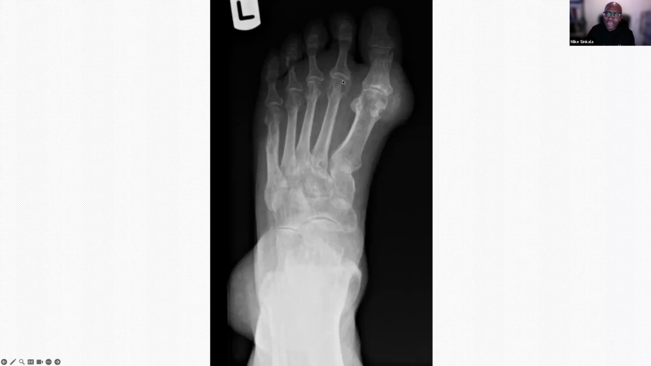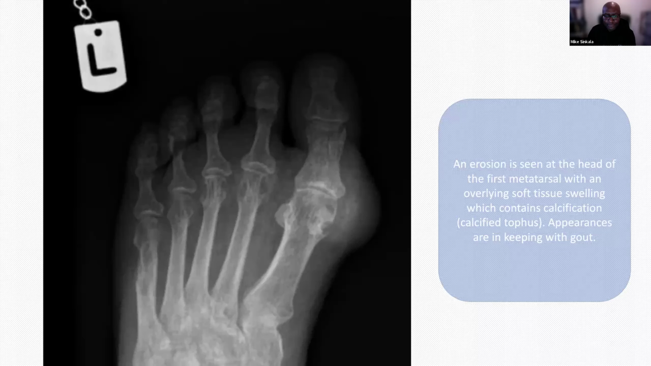Notice also that the head of the second metatarsal here is flat, possibly with a component of avascular necrosis called Freiberg's infraction. Okay, so the AVN that affects the head of the second metatarsal is called a Freiberg's infraction or AVN. It's quite common.